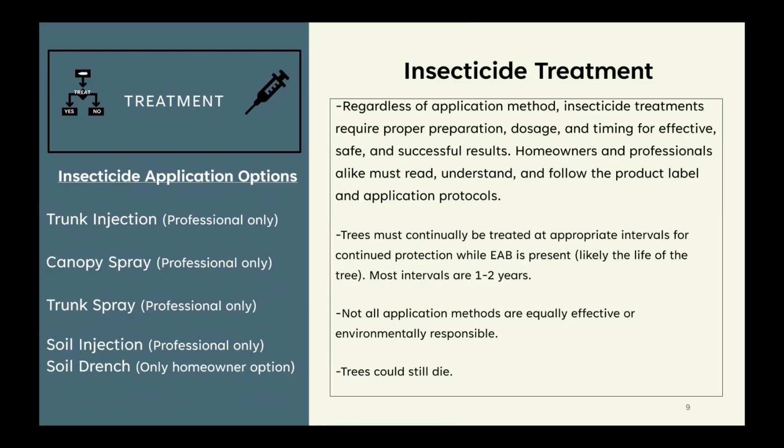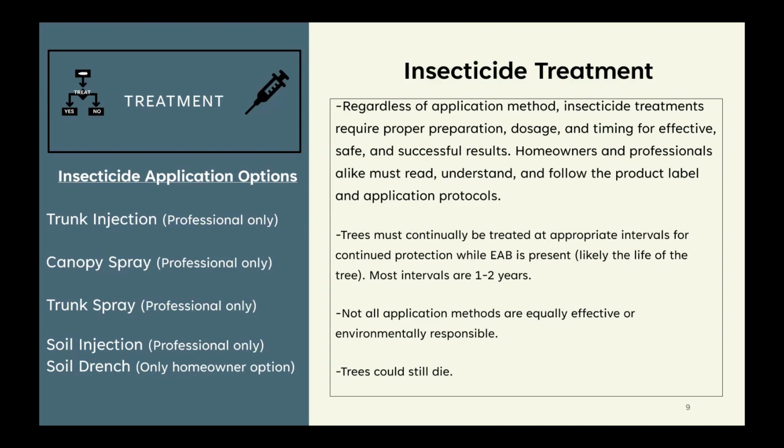So insecticide treatments are the chemical treatment of ash trees and the prevention of EAB. The primary application methods include trunk injections, canopy sprays, trunk sprays, and then soil applications in the form of a soil injection or a soil drench. Of these options, the only homeowner option available is the soil drench. It can be applied by a homeowner or a professional. All other options, including soil injection, are applied by professionals only.